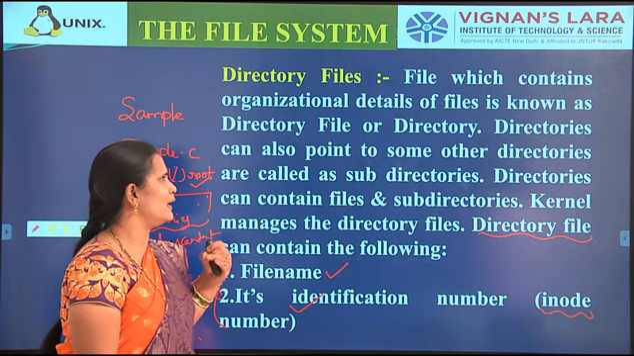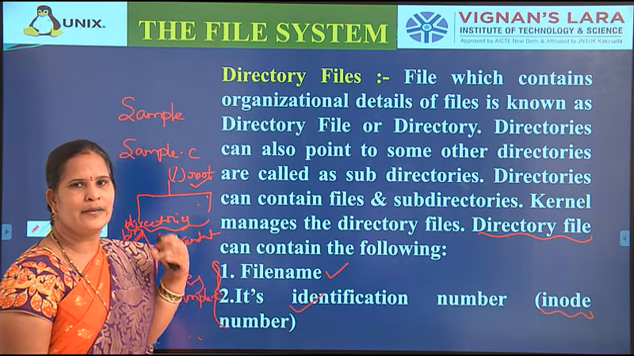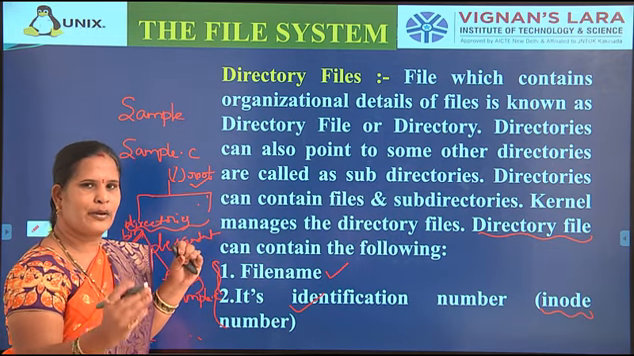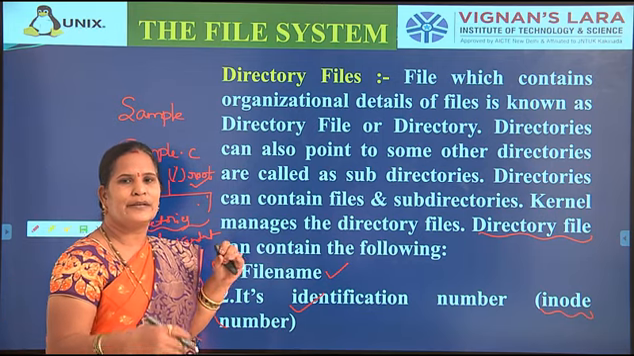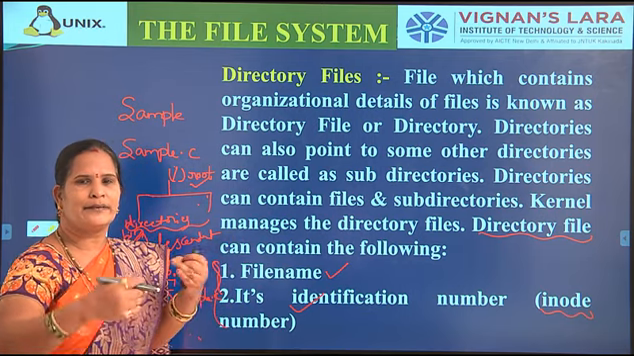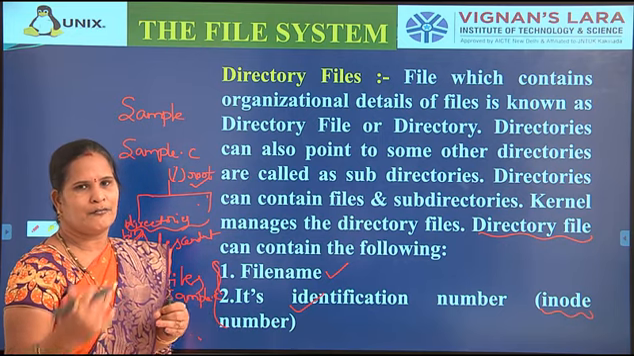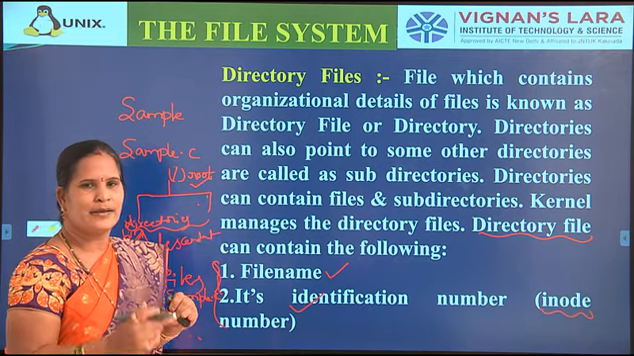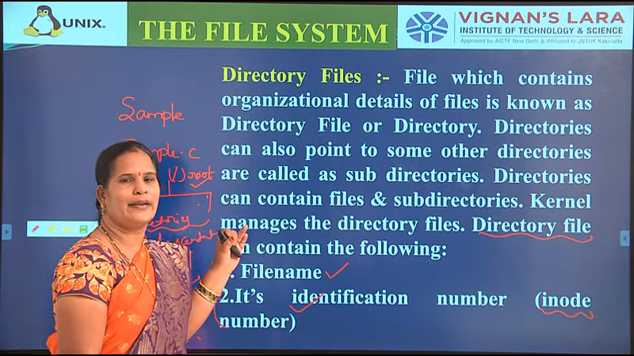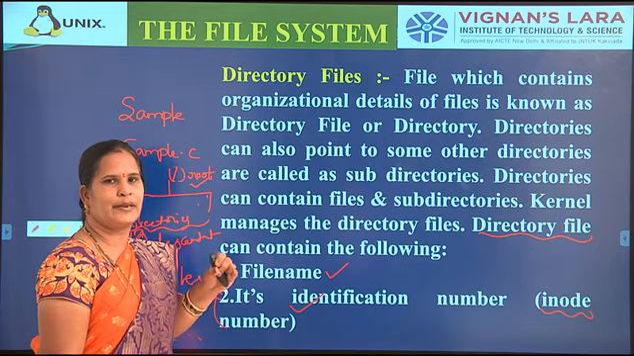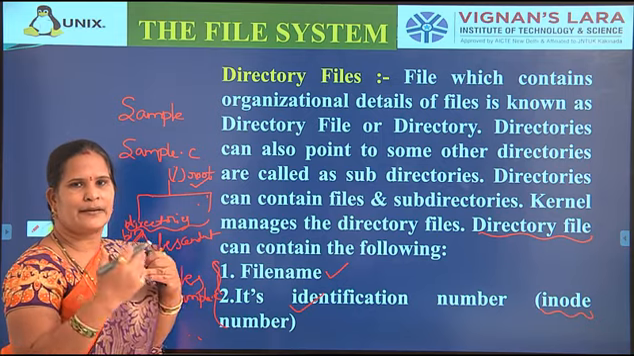A file which contains organizational details of files is known as a directory file, or simply a directory. Directories can also point to other directories, meaning under a directory we can create either subdirectories or files. So a directory contains subdirectories and files. The kernel manages all the directories and subdirectories that the user creates. So the kernel manages the directory files.